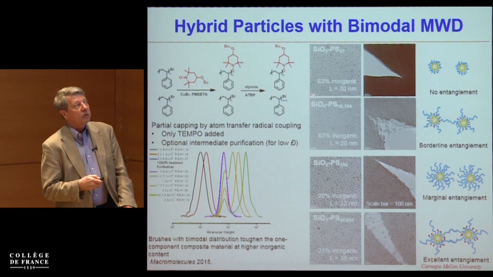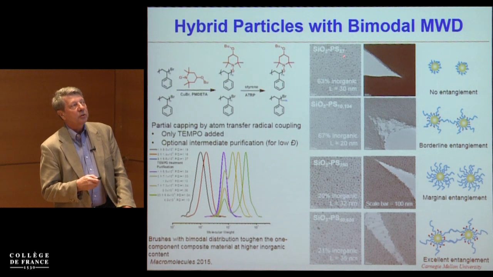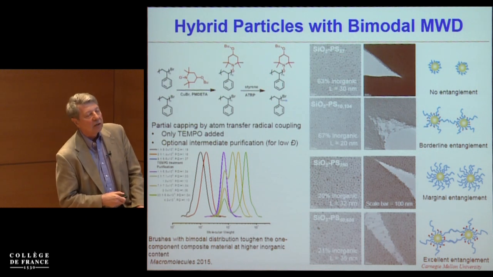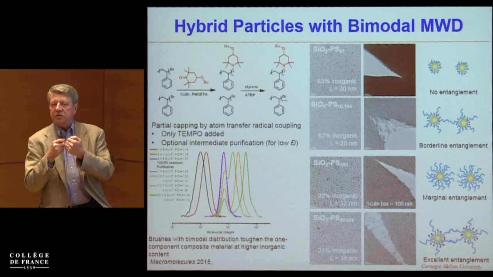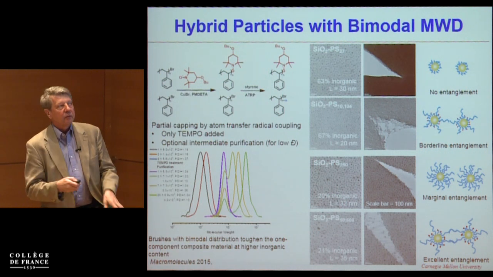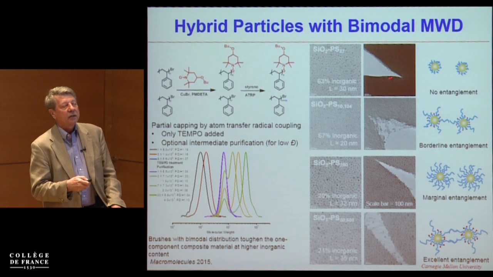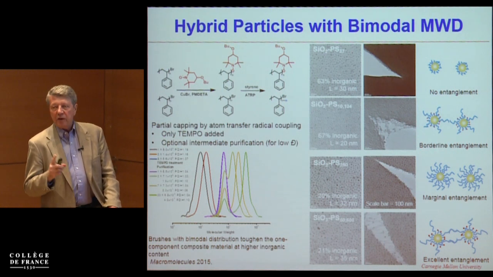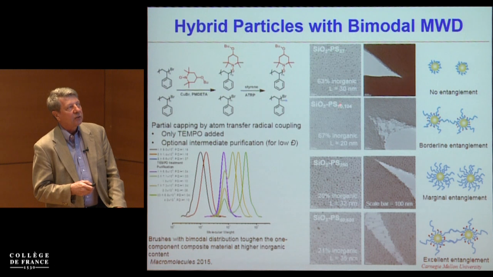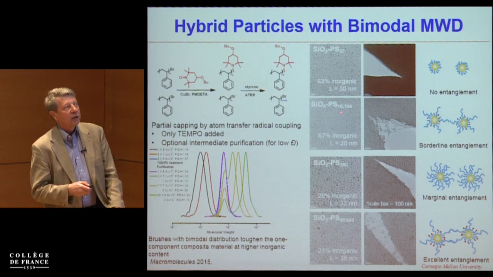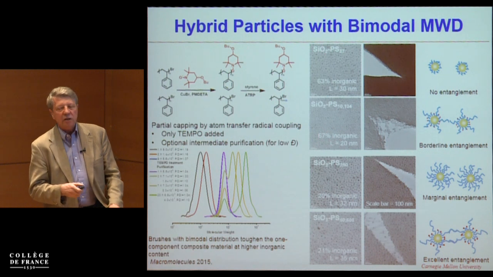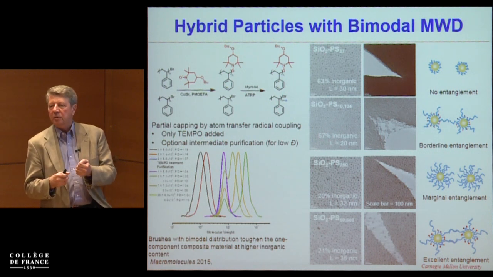So for example, if I have 63% of inorganic materials with very short polystyrene, degree of polymerization 30 or so, you could see that they would really crack. There is no real mechanical integrity for this sample. If I go to a bimodal distribution, with degree of polymerization 10 and 130, it is 67%, and you start seeing already some kind of entanglement.